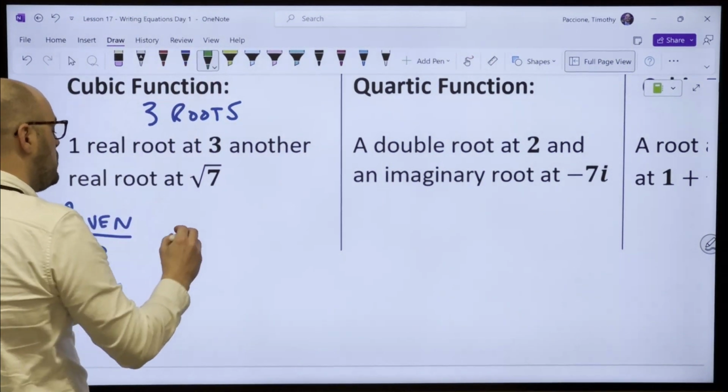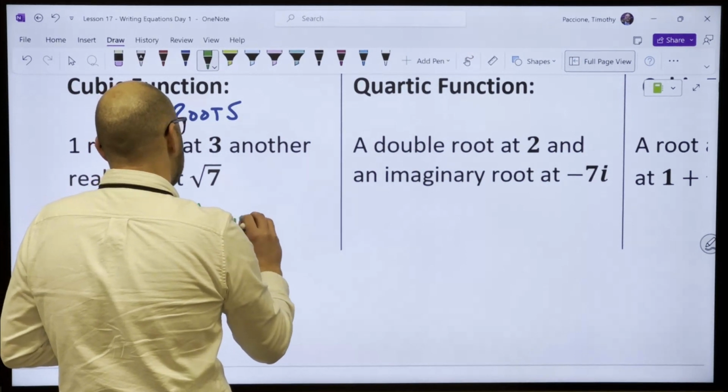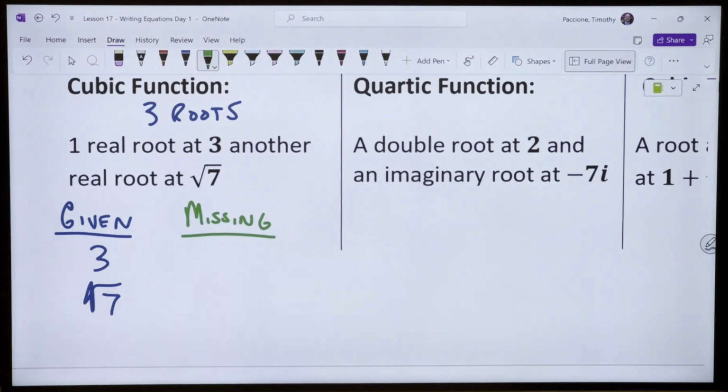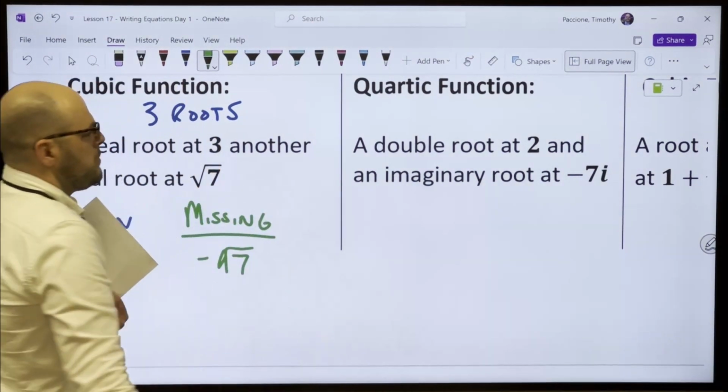But we know, not even just because it's cubic, but because of what we just learned, that there has to be a missing root, because that's impossible, right? You can't just have 3 and square root of 7. You must also have negative square root of 7.